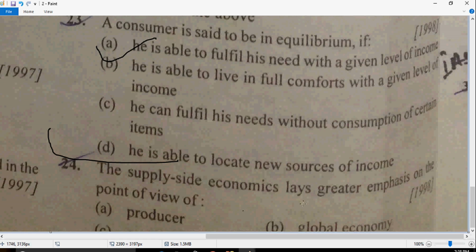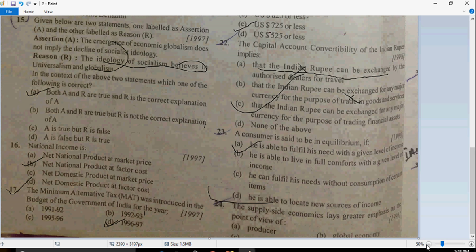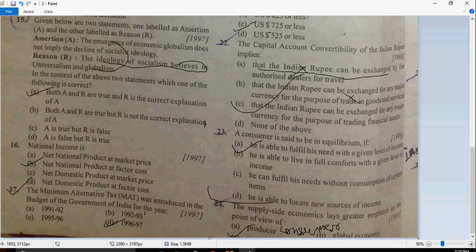So which one is going to be correct? That will be C. In the options given for question 24, C is the option where the consumer has been given.